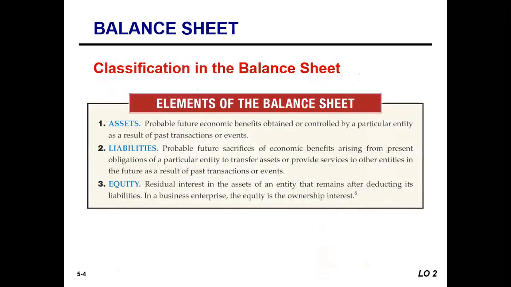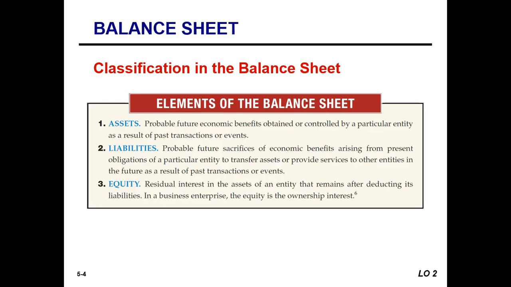All right, so classifications of the balance sheet. Hopefully we all know this at this point. On our balance sheet: assets, liabilities, and equity. Definitions of each of those, according to our intermediate accounting textbook. Assets are probable future economic benefits obtained or controlled by a particular entity as a result of past transactions or events. So again, we use our assets to earn revenue, right? So assets provide us, hopefully, with future economic benefits by purchasing them, right?